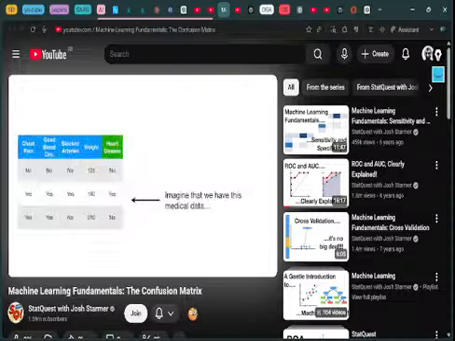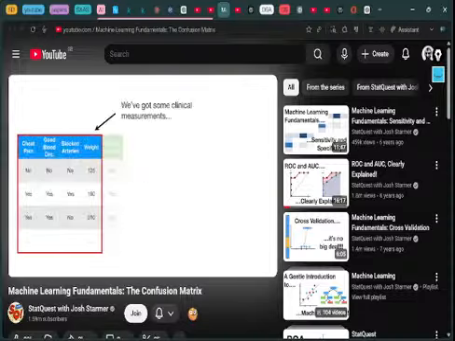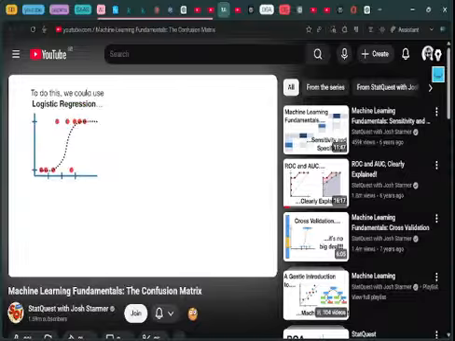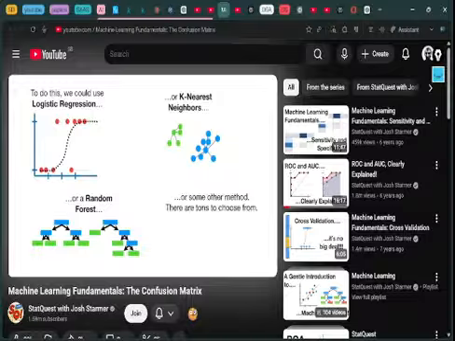Imagine that we have this medical data. We've got some clinical measurements, like chest pain, good blood circulation, blocked arteries, and weight. And we want to apply a machine learning method to them to predict whether or not someone will develop heart disease. To do this, we could use logistic regression, or k-nearest neighbors, or random forest, or some other method. There are tons to choose from. How do we decide which one works best with our data?